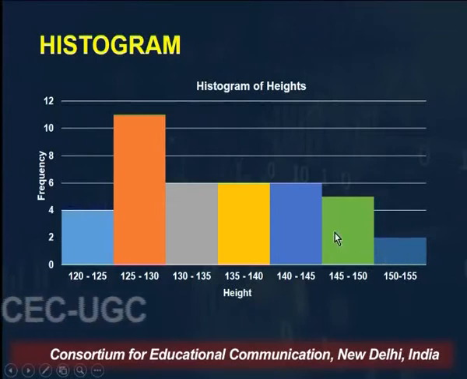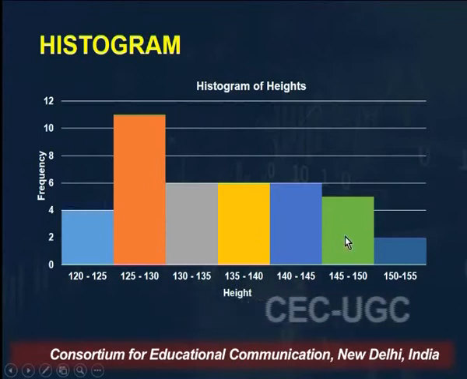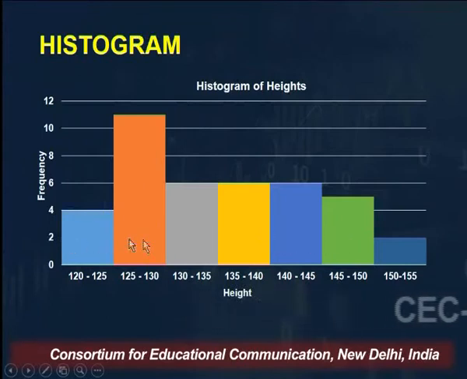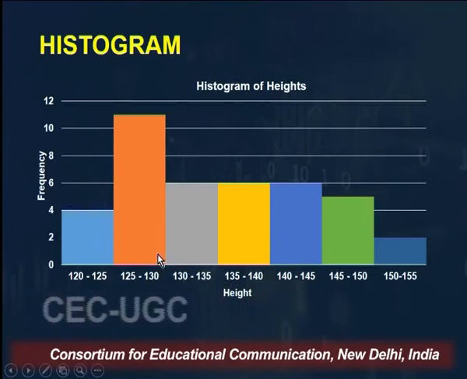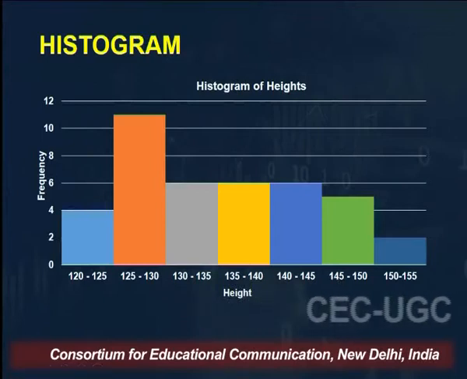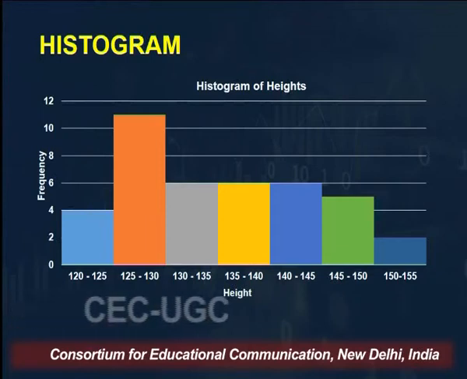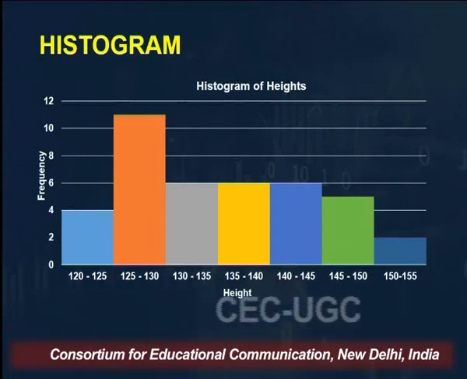So here this is, and all these rectangles are connected to each other. They will of course be of the same width because the class intervals are of the same width. So, this is one of the very appropriate representations of a continuous frequency distribution of capital X. Then we can move on to one more representation, which is called the frequency polygon.